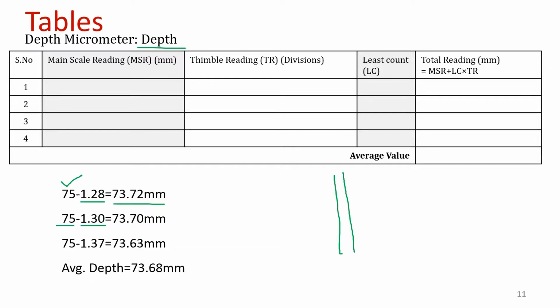We have to subtract 1.3. That will give the actual depth of the ring gauge. Similarly, in the third reading, we got 1.37 mm movement backward. So 75 minus 1.37 gives 73.63 mm. So the average is 73.68 mm.